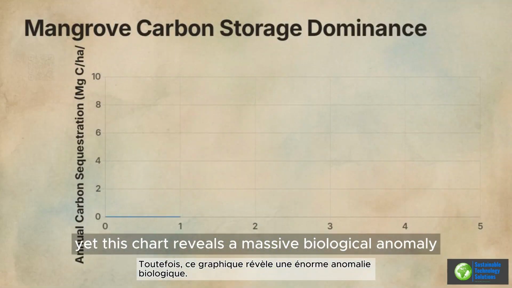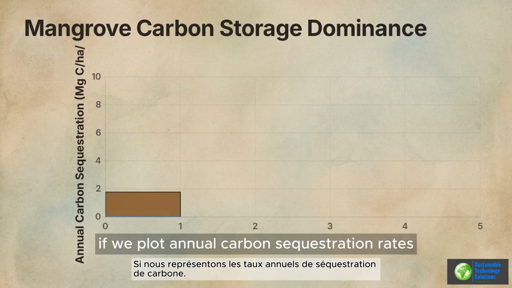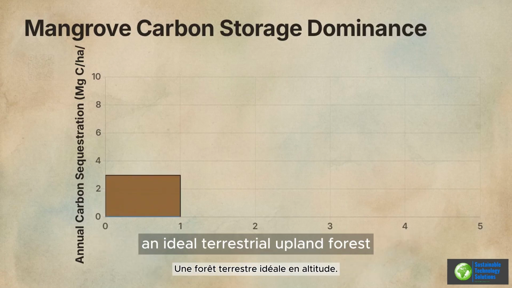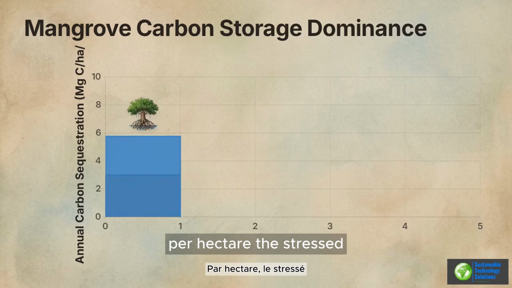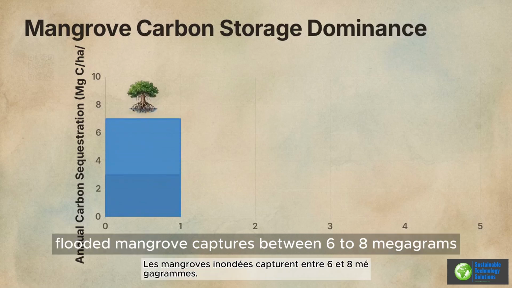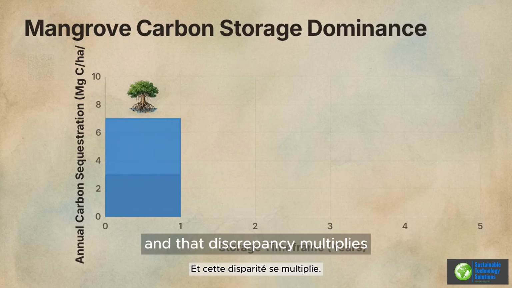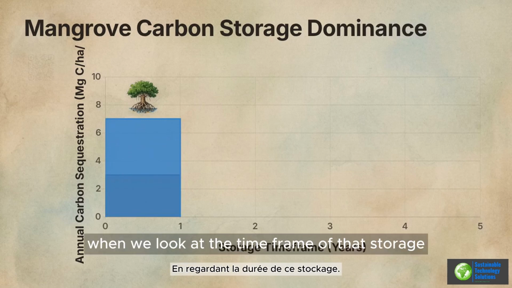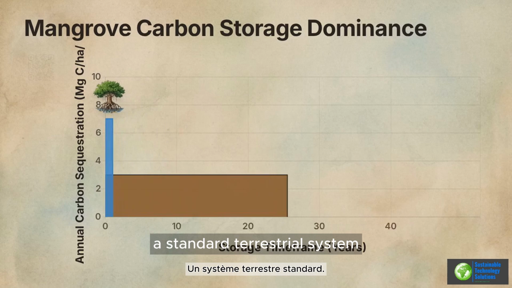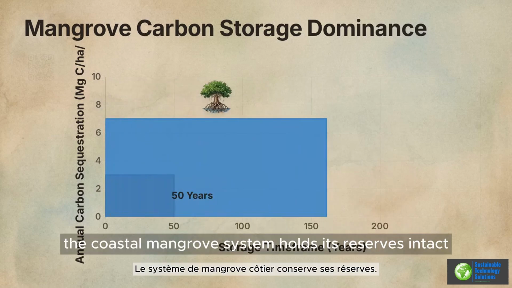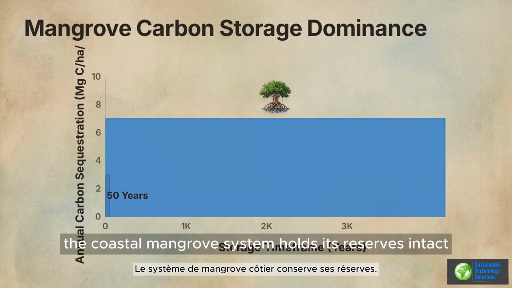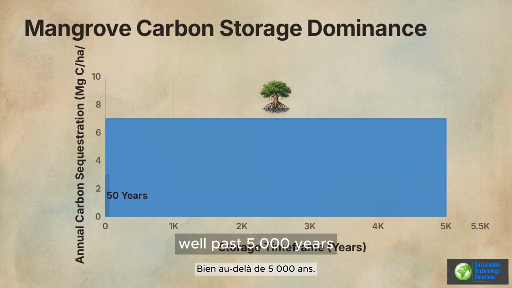Yet this chart reveals a massive biological anomaly. If we plot annual carbon sequestration rates, an ideal terrestrial upland forest maxes out around 2.5 to 3.5 megagrams of carbon per hectare. The stressed, flooded mangrove captures between 6 to 8 megagrams, and that discrepancy multiplies when we look at the time frame of that storage. A standard terrestrial system typically cycles through its stored carbon every few decades. The coastal mangrove system holds its reserves intact well past 5,000 years.